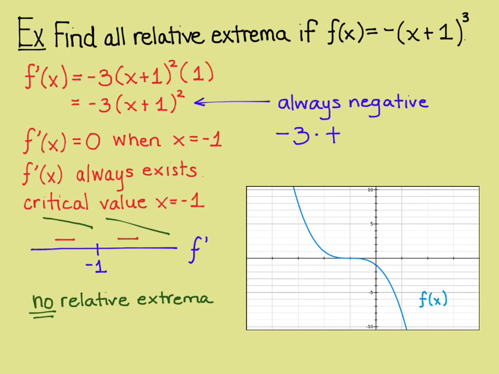Notice here that the graph of f of x looks like the following, and we see that when x equals -1, we neither have a local max nor a local min, even though the derivative, or the slope of the tangent line, is 0.